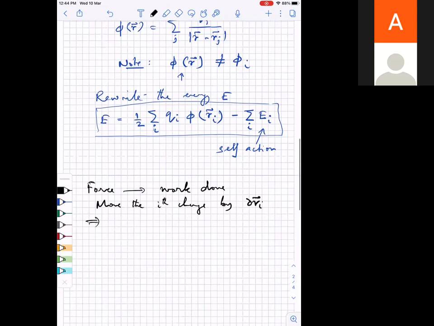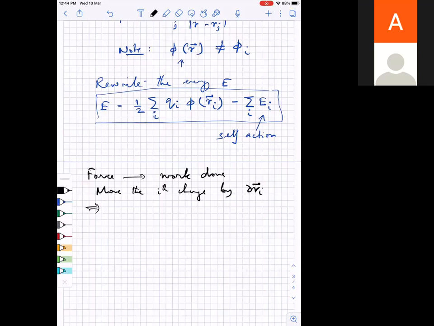Then we can write down the small change in energy due to the movement of this ith charge. Let me call this delta Ei. This will be given by the force, and the force, remember, comes from the gradient of the energy. So this will be the gradient on the ith charge of the energy, times delta ri, and this we defined as some force times delta ri. So this is your energy change, and this is the force which is acting.